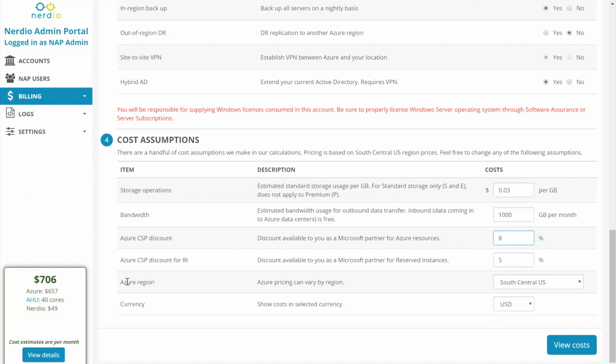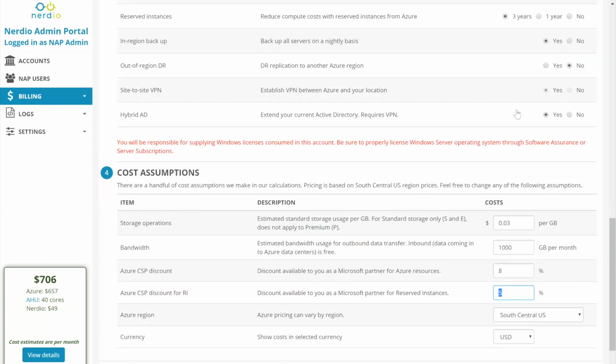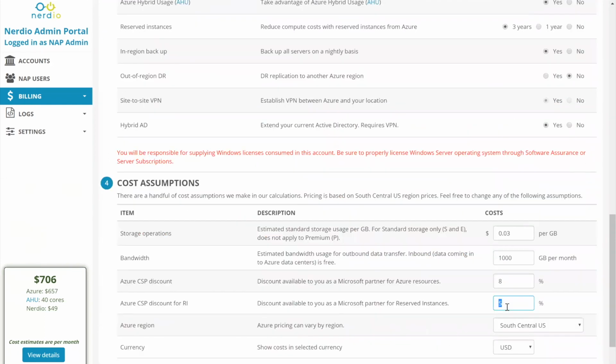The next thing is the Azure discount for reservations, right? So reservations get a different discount than standard type of storage. So when we apply a reservation discount, like you'll see, if I change this to 0, the price obviously is going to go up. If I change it to 5, I believe 5 is the maximum you can get on reservations. So let's leave that at 2.